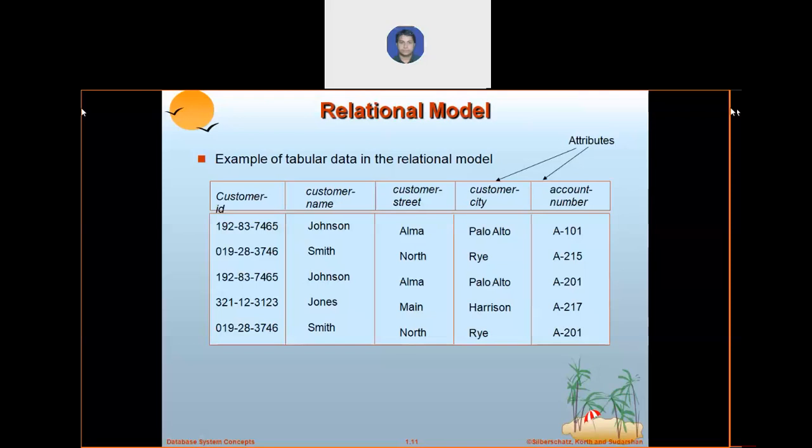Okay, so you can see here we have one table. This table has some structure. There are 5 columns: customer ID, customer name, customer street, customer city, and account number. These are the 5 attributes or properties of that data, and in this table there are 5 records. So in this format we store the information in the relational data model, in the form of table, rows and columns.